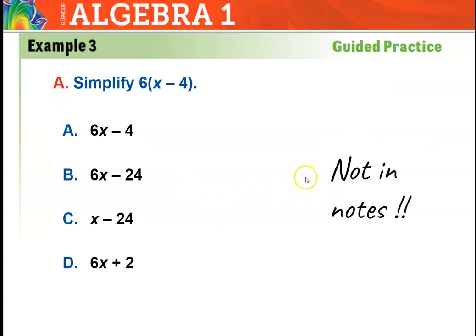Okay, this one is not in your notes. Pause the video here and see if you can get this right. So pause the video now. Okay, hopefully you paused the video, you've gone ahead and done the work, and now let's check to see what you got. Well, you've got 6 times in parentheses x minus 4. Go ahead and distribute that out. You should get 6x minus 24. 6 times x, 6 times negative 4, gives you 6x minus 24.